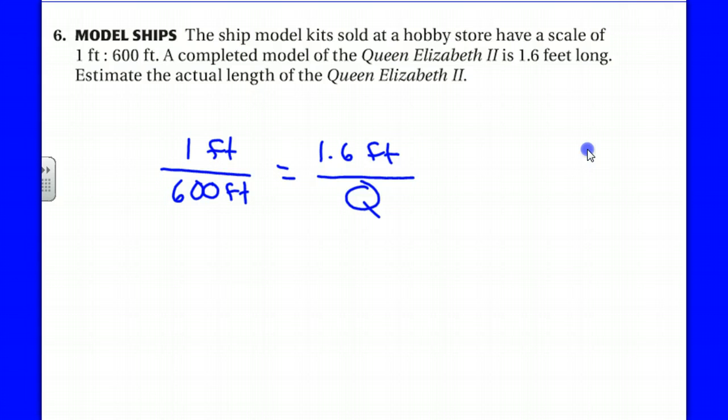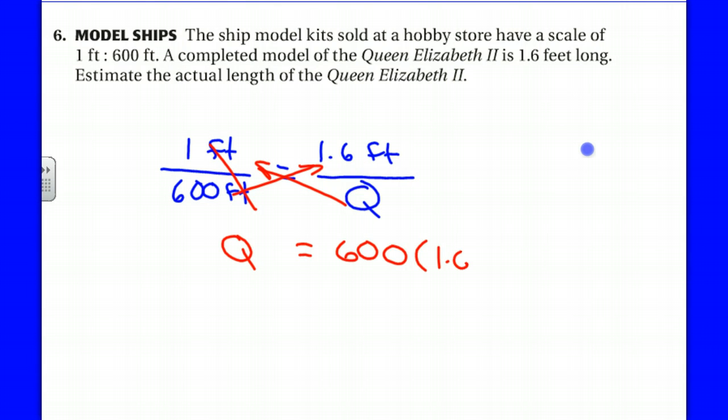And so now we can use our cross products to solve, right? Once again, the feet over here just equal 1, feet over feet. So when we bring the Q up here, what's Q times 1? Just Q. So this is not a tough one, right? We're going to bring the 600 up here, and we end up with 600 times 1.6 feet. And our answer will be in feet. Okay? So go and work out what is 600 times 1.6.